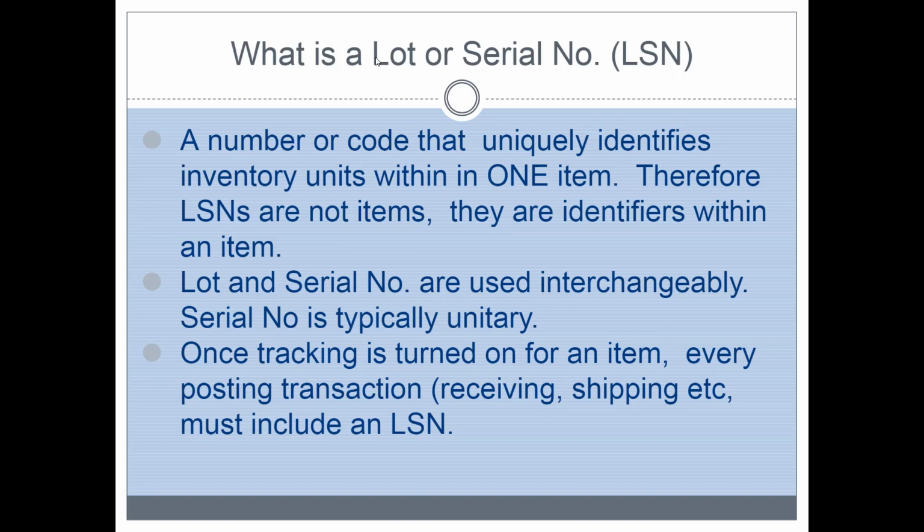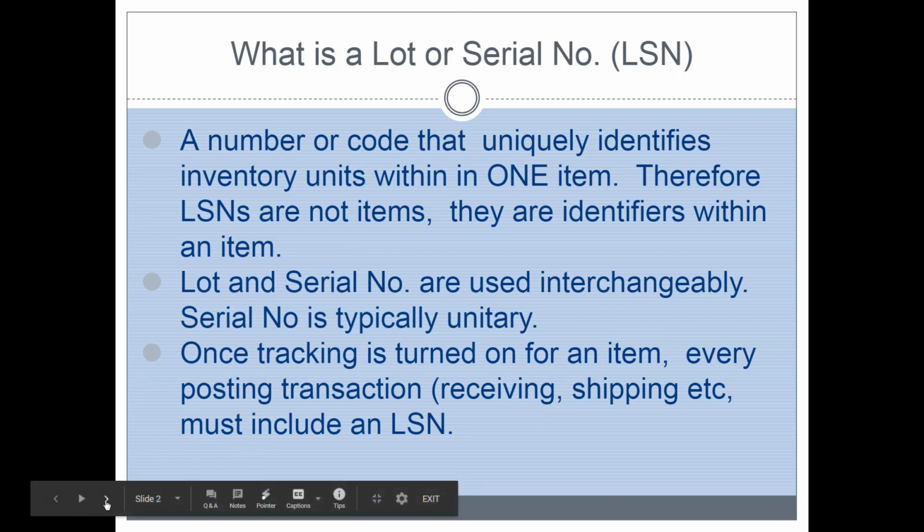In the system, once you start tracking an item as lot or serial numbered, then anytime you receive it, adjust it, ship it, use it on a work order or generate a work order, whatever, when posting transactions, you have to introduce a lot or serial number to affect the quantity. You cannot exclude it. There's no way of doing that.